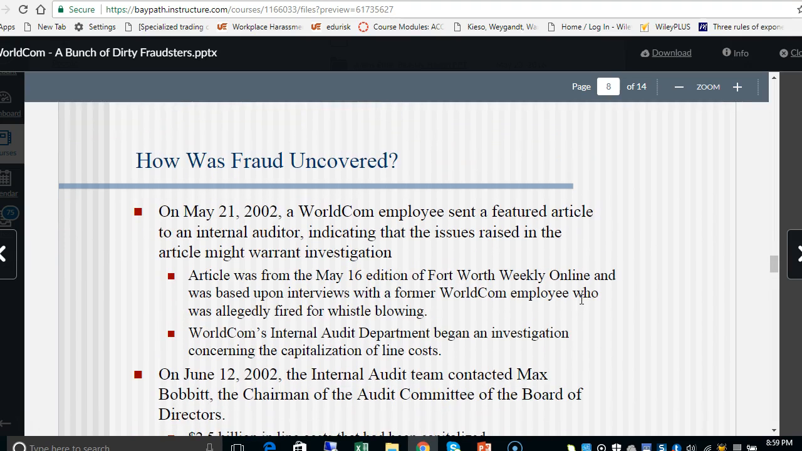How is this fraud uncovered? A WorldCom employee sent a featured article to an internal auditor indicating that the issues raised in the article might warrant investigation. The article was from May 16th, and the WorldCom employee was allegedly fired for whistleblowing. WorldCom's Internal Audit Department began an investigation.